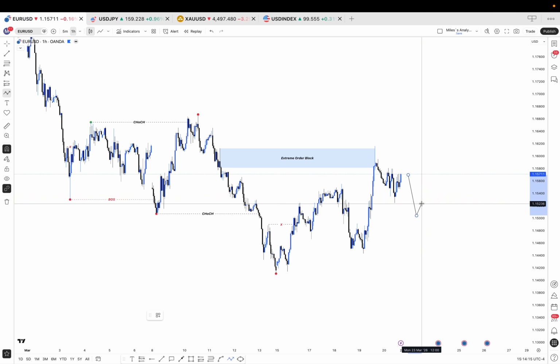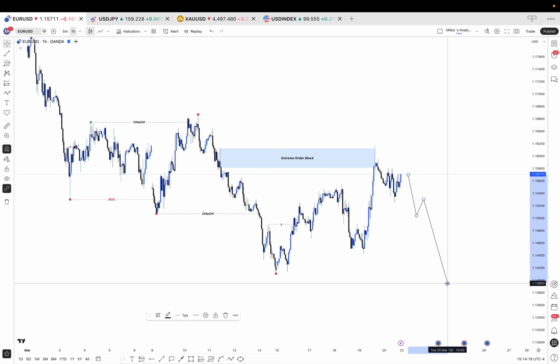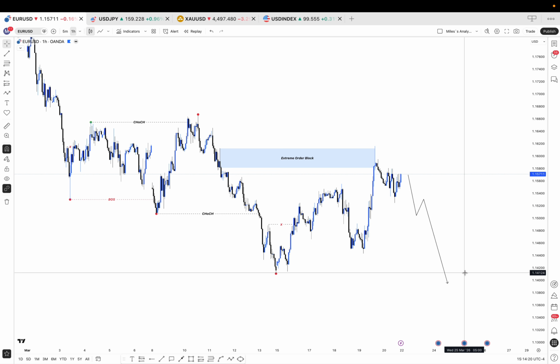When the market opens, I'll be looking for shorts. Then again, this is just for directional bias. It's not for entry setups.